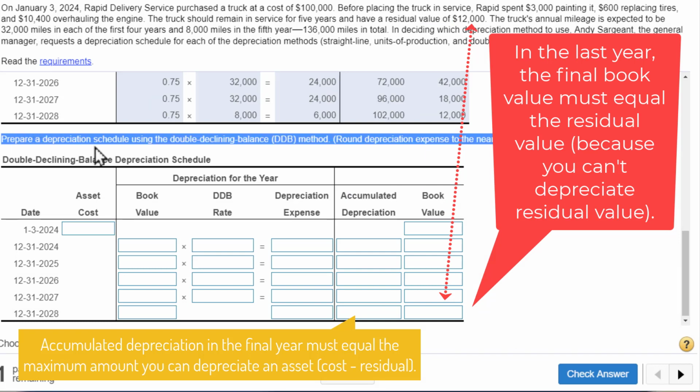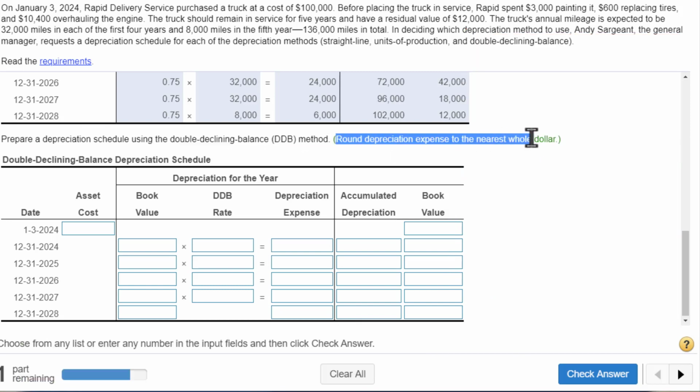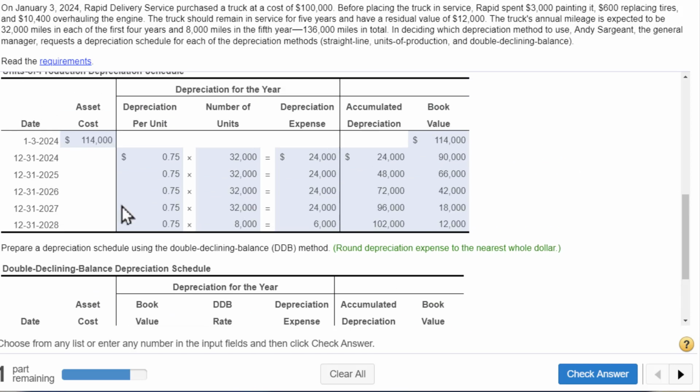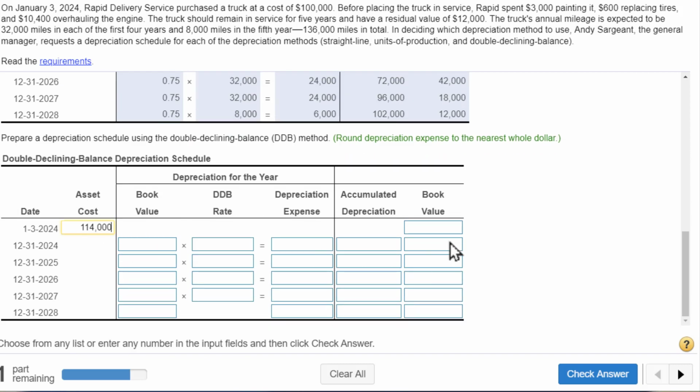Next, prepare a depreciation schedule using the double declining balance DDB method. Round depreciation expense to the nearest whole dollar. So asset cost, let's just copy and paste. Still 114,000. Book value on that day, 114,000.